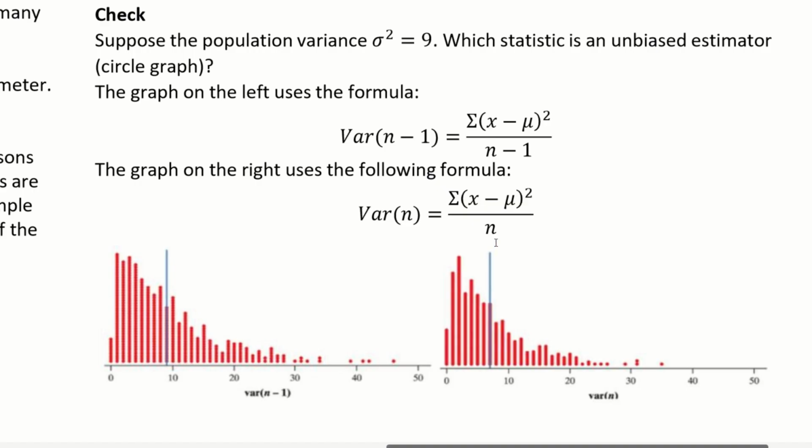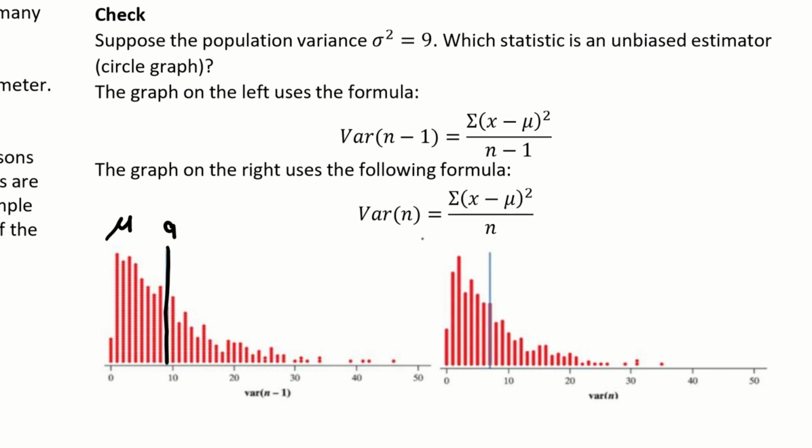Well, what we're going to do is look at the value on the left. So let's look at the value on the left. The mean is around here, right? And that's a value of about 9, right? So this is the distribution of sample variances, okay? So the mean of the sample variances, S squared.